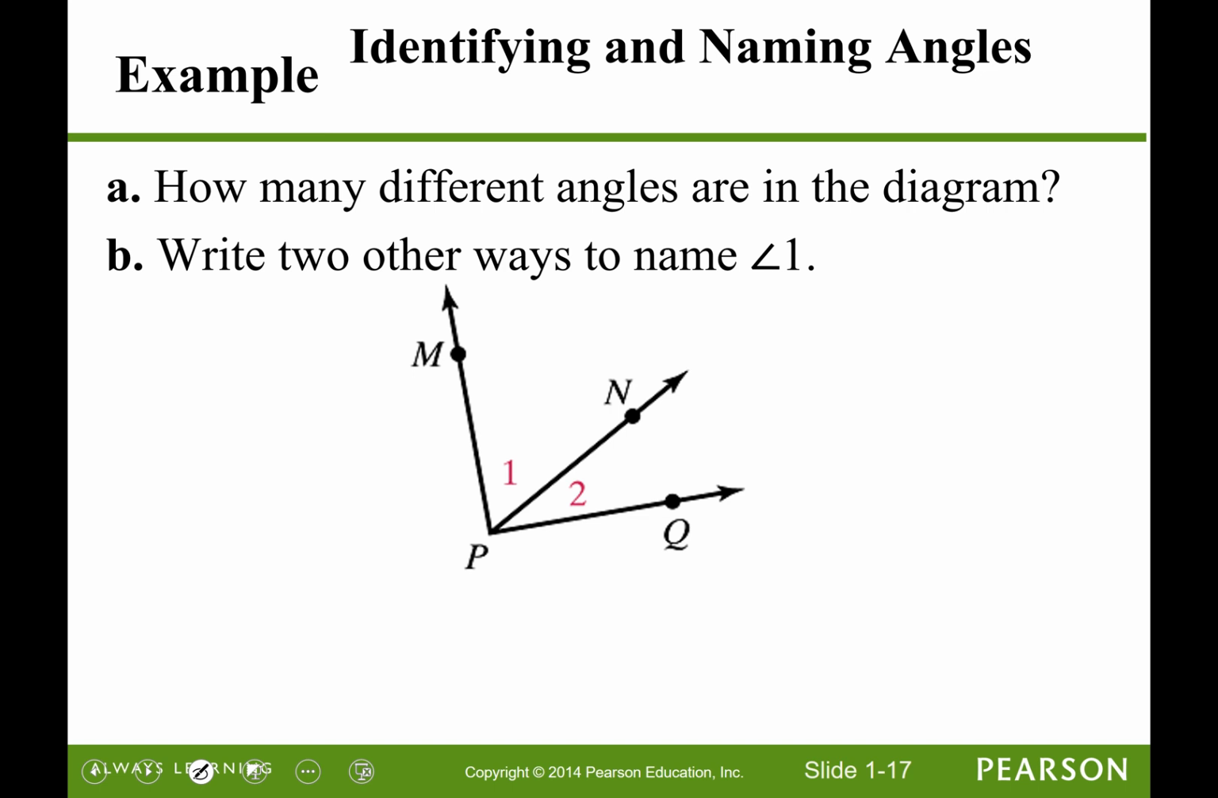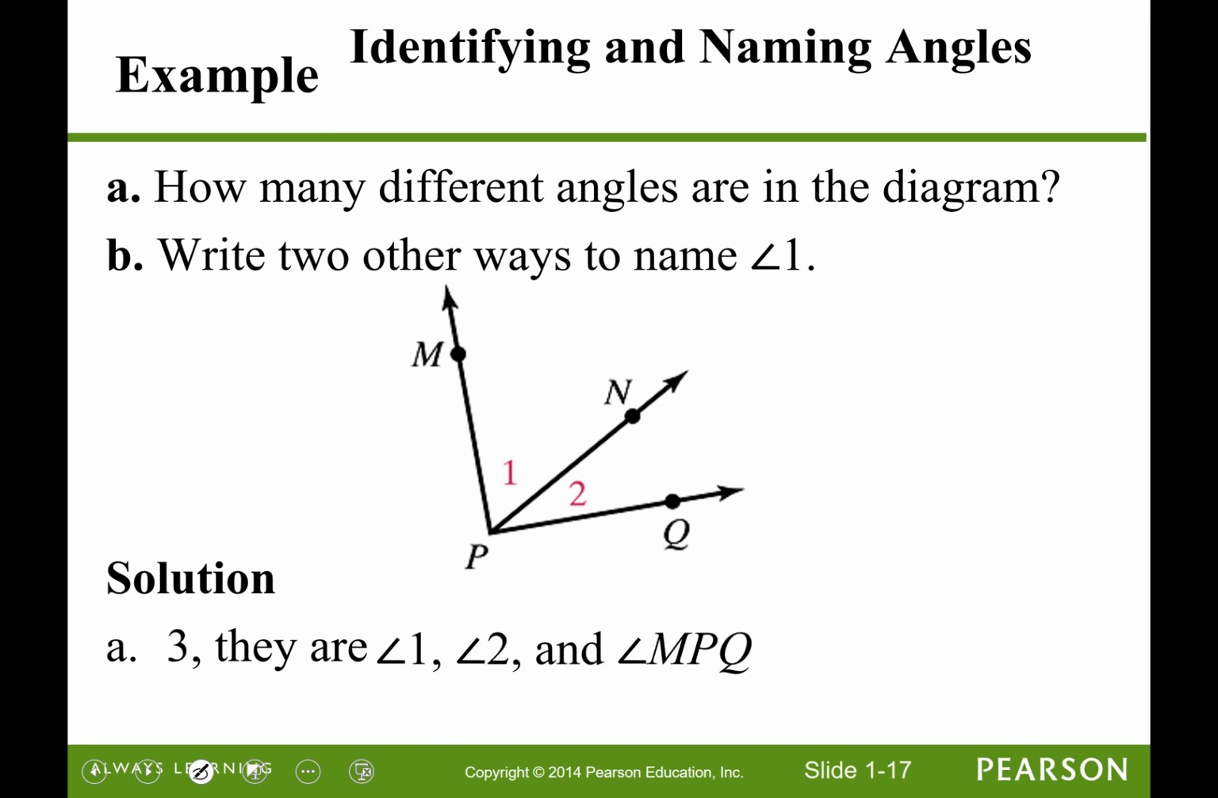All right, let's try an example about identifying and naming angles. Part A, how many different angles are in this diagram? What do you think? How many angles do you see? If you said 3, you got it correct. Nice job. The 3 angles are angle 1, so this one here, angle 2, so this one here, and then also this one you may have missed, angle MPQ, so that's the large one there.